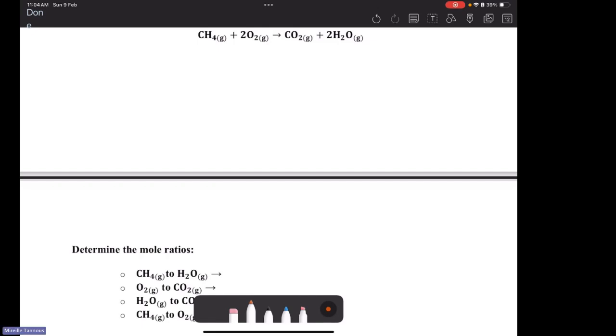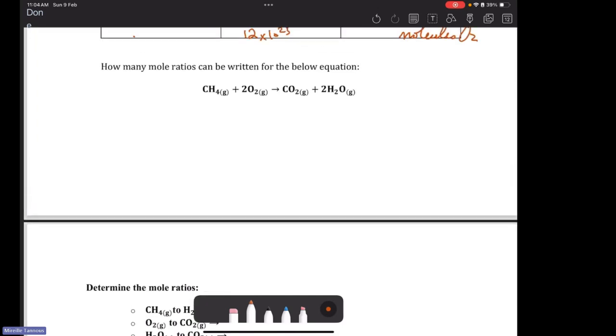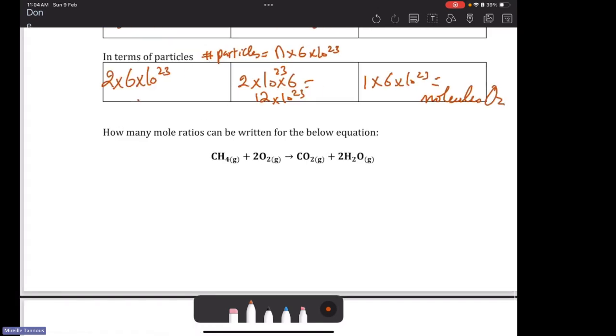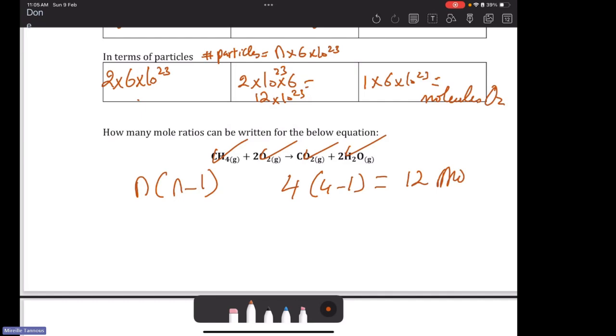Now, continuing, almost there, the mole ratios. Okay, I'm going to copy again. Oh, wait, there's a question. How many mole ratios can be written for the above equation? When we have an equation, there's a formula of n multiplied by n minus 1. We use this formula in order to know how many mole ratios we can write. So I count here 4 substances. So I'm going to say 4 times 4 minus 1. So that is 4 times 3, 12 possible mole ratios.